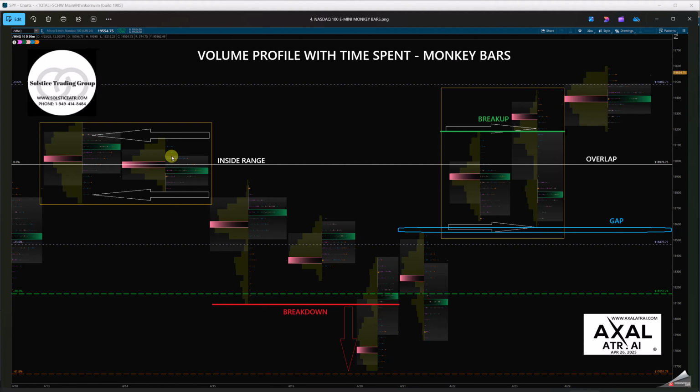We stayed inside the prior week's range, and eventually we looked above. And on Friday, since we pushed on Thursday, we broke out, correct? So we had an inside day, then we looked above and we closed a little bit higher on the NASDAQ. So is the sentiment bullish?